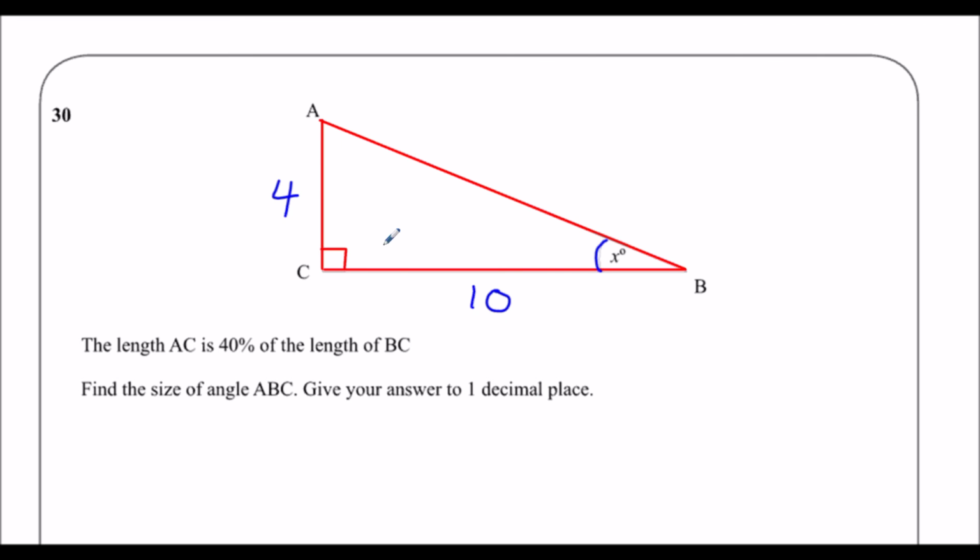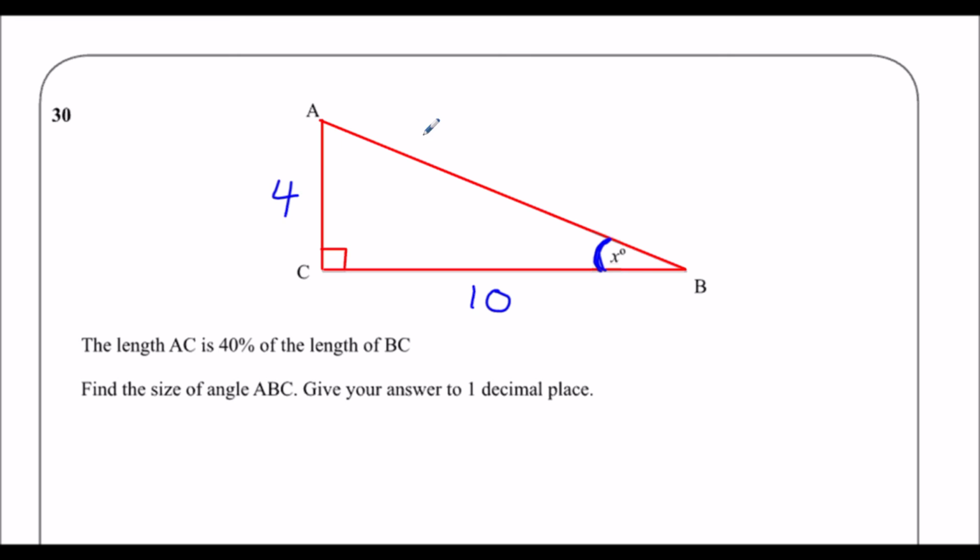So they don't have to be 4 and 10. They could be 40 and 100. But as long as A to C is 40% of B to C, then that will make this angle the same. They can take any numbers as long as AC is 40% of BC. And we're going to work out the size of angle ABC, give your answer to one decimal place.